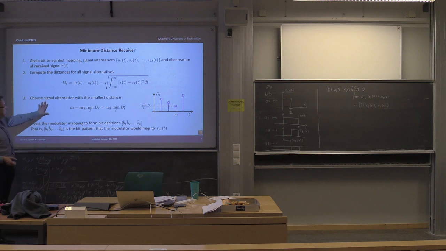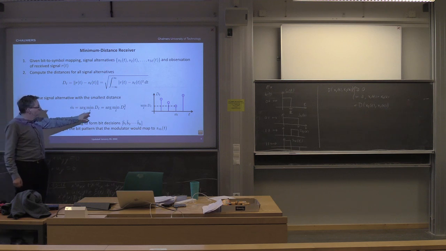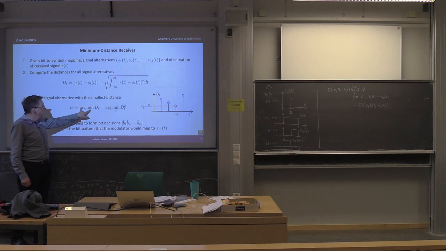Okay, so let's do that. We pick the index m hat as the arg min over L of d_L. So this is just notation. What does this mean? Well, first of all, arg min of d_L.